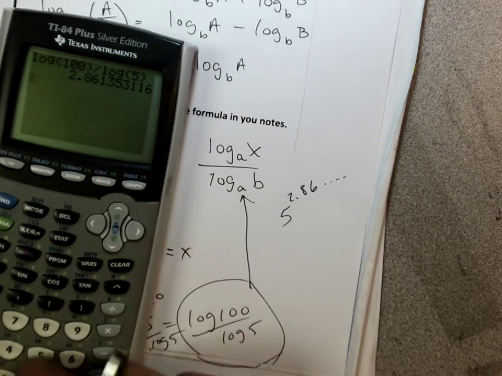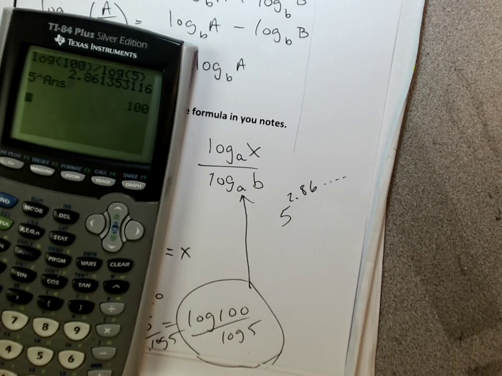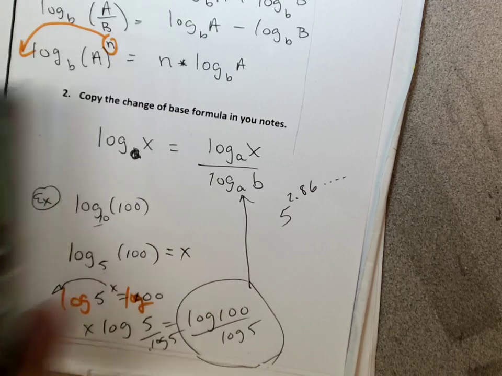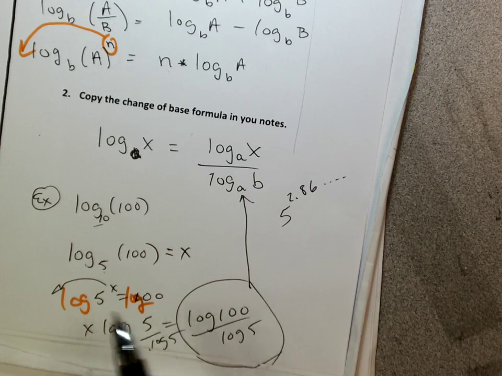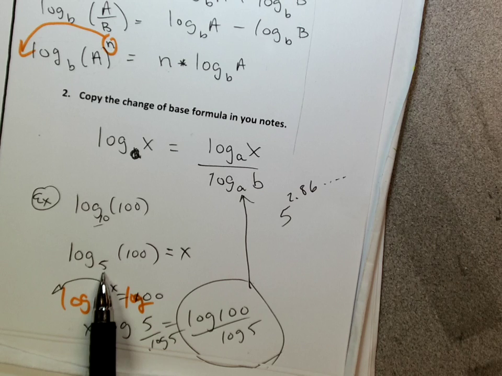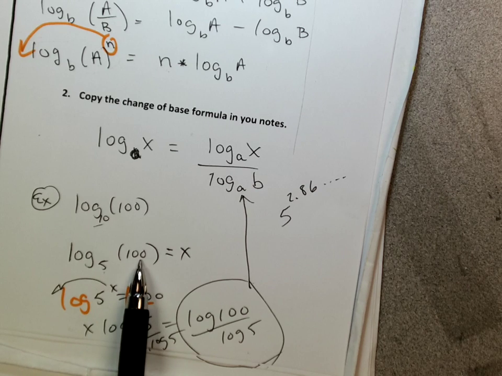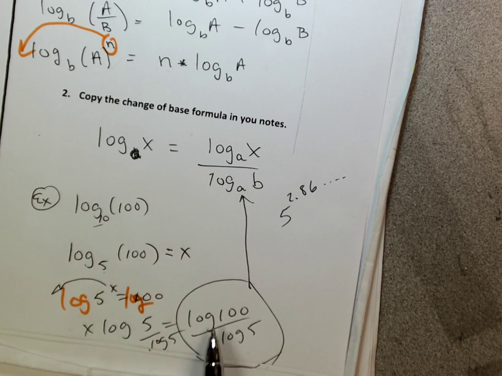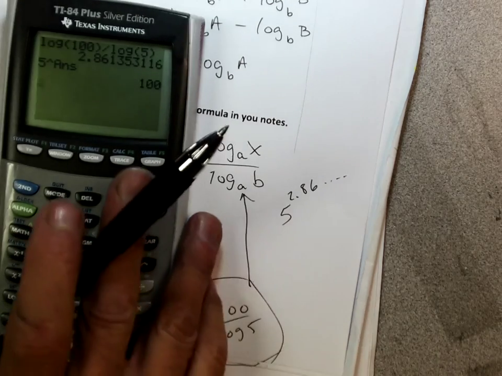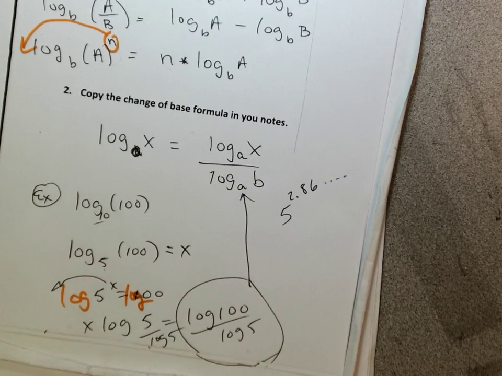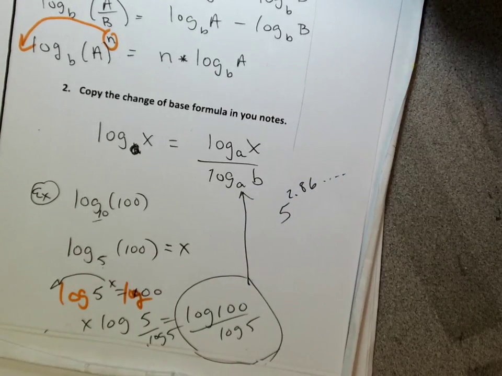Okay, let's check it out. 5 to that power is about 100, okay? So backing up, what I have is a base 5. Cannot use your calculator, but I changed it to log of 100 divided by log of 5. These are my calculator bases. I used my calculator and I got the answer. Okay, now let's keep going, because I'm going to talk more about this later, all right?